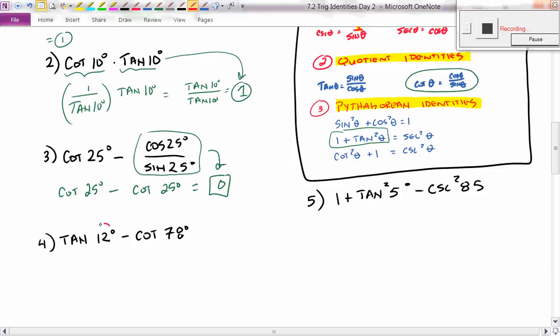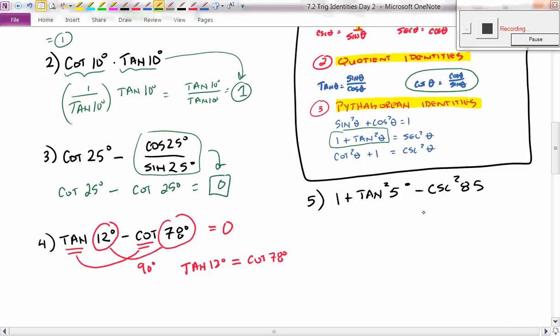Okay, do you notice that 12 and 78 add up to 90 degrees, and that tangent and cotangent are cofunctions of one another? So I know that the tangent of 12 degrees is actually equal to the cotangent of 78 degrees because they're cofunctions. So therefore, since these two things are equal and I'm subtracting them, I again get 0 for an answer. Okay, and then the last one here.